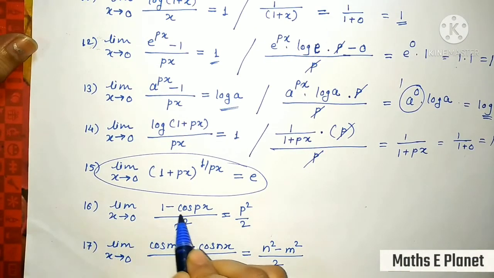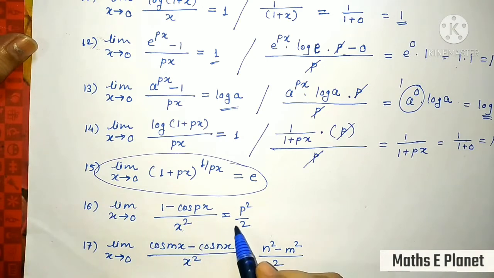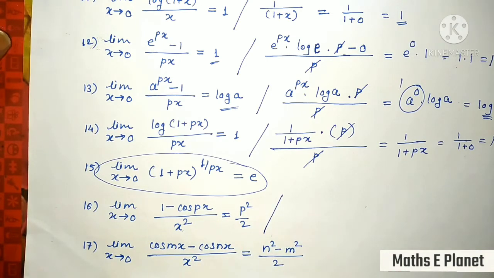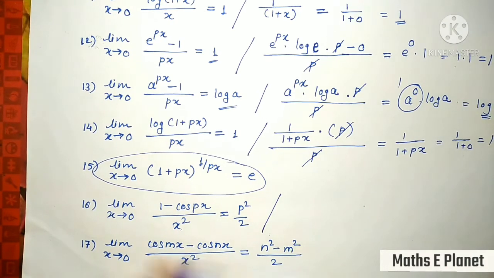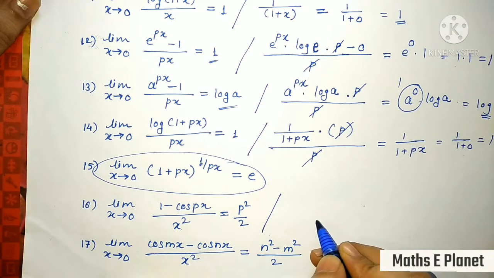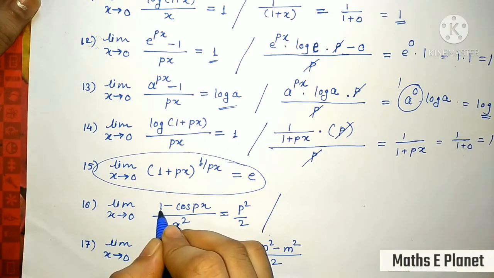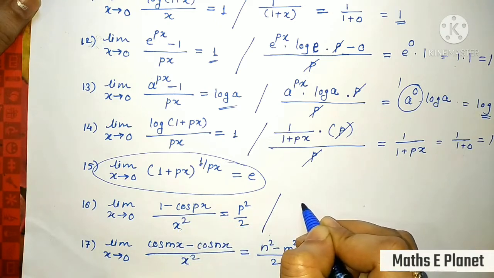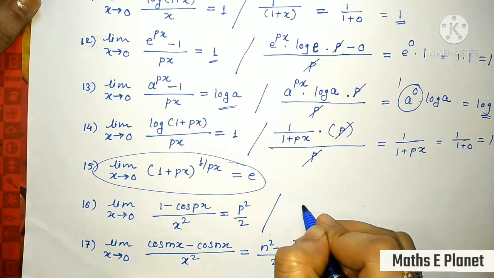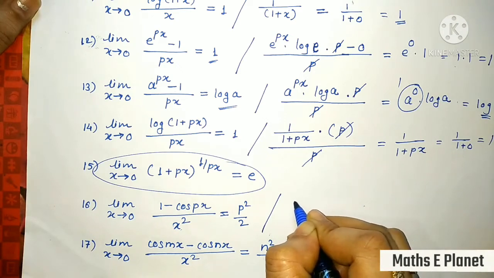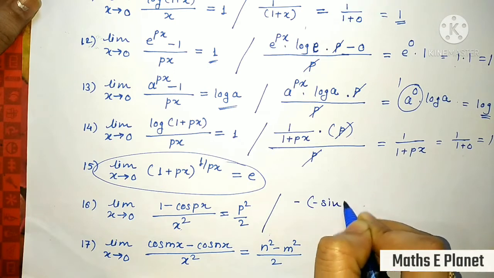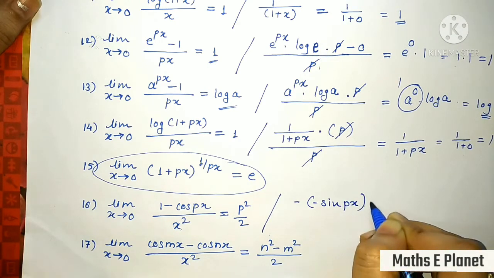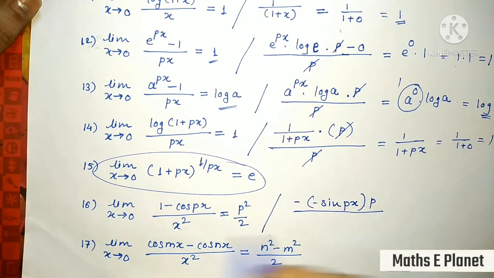Limit x tends to 0, 1 minus cos of px divided by x square is p square by 2. Why is this the value? Take the differentiation of numerator and denominator. The derivative of 1 is 0, so I am not writing it here. The derivative of cos of px is minus sin px, so minus of minus sin px into the derivative of px, which is p, and in the denominator the derivative of x square is 2x.